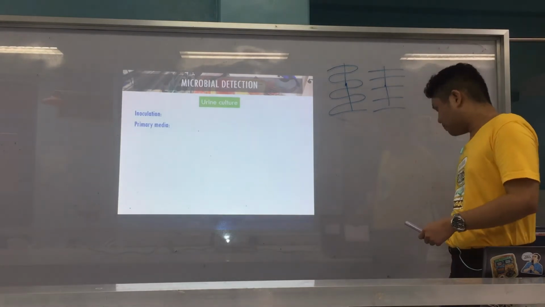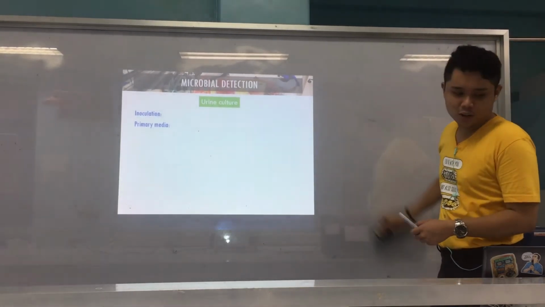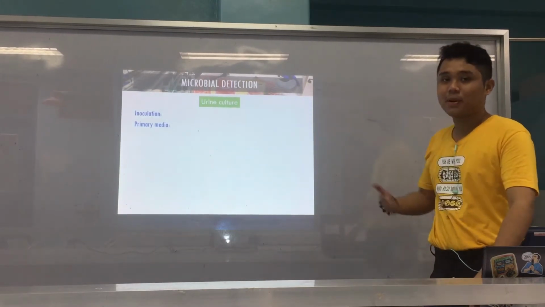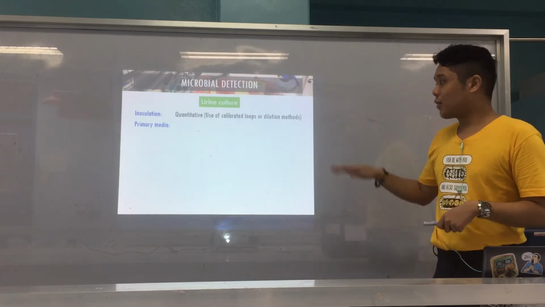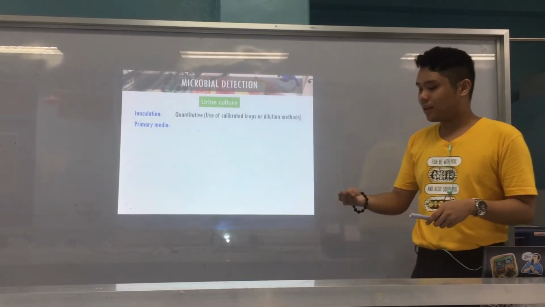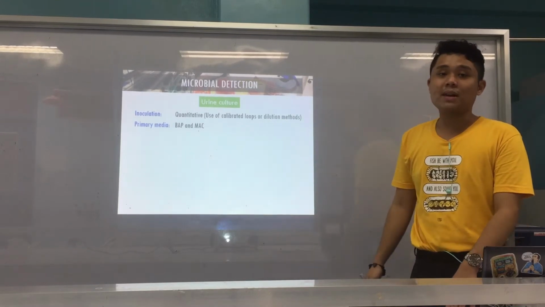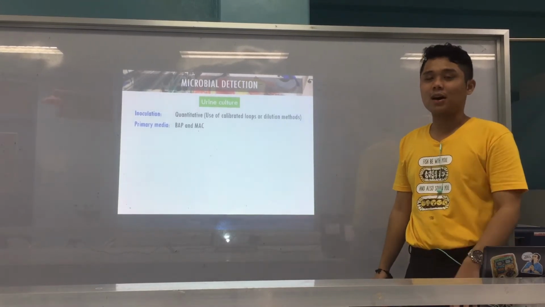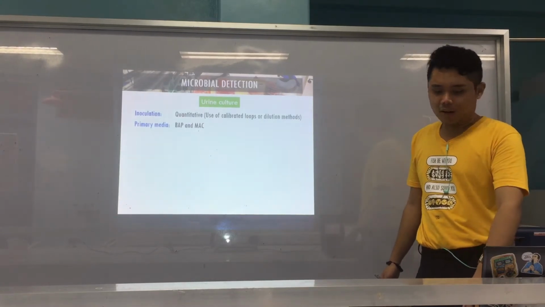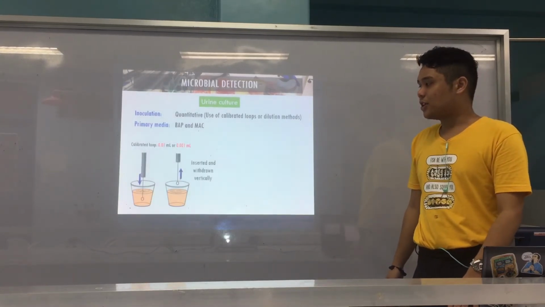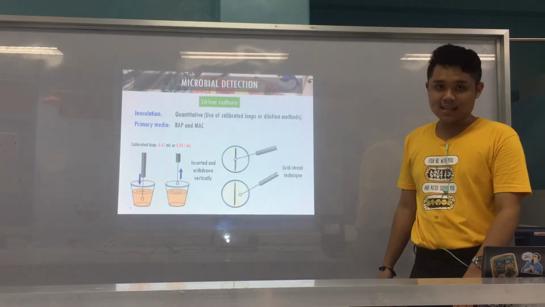Now, we go to urine culture quantitation, or how we solve it. As mentioned, this is a quantitative culture. Again, inoculation uses grid streak with calibrated loops or dilution methods. And as mentioned, our primary media are only BAP and MAC, usually both, because of the pathogens we want to isolate. The calibrated loop is inserted and withdrawn vertically, using the grid streak technique.